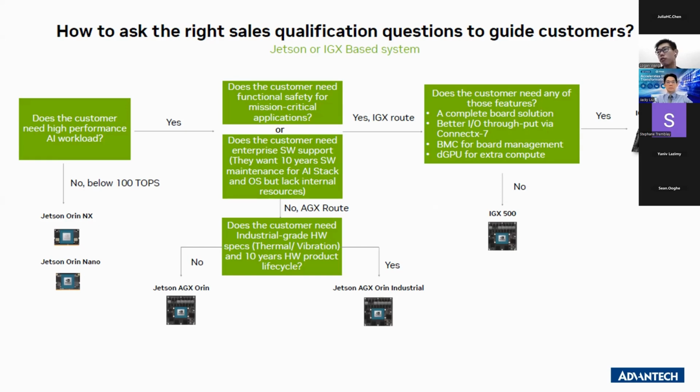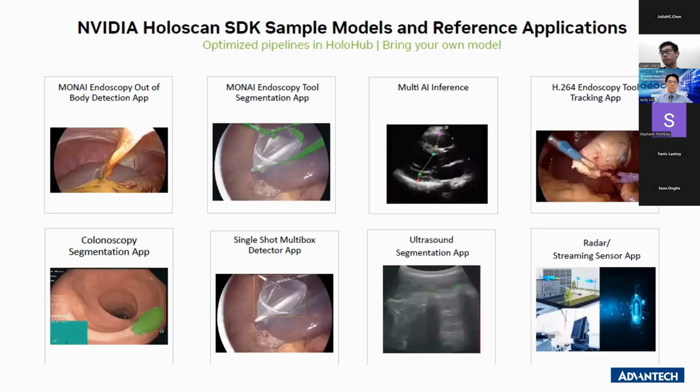If you need some of the medical certifications, like FMEA, FMEDA, IGS is the best solution for your application on the medical side. Okay, and this part is for the Holoscan that we support with different kinds of pre-trained models. For example, for endoscopy, for multi-AI inference, and some of the endoscopy tools, inside or outside of body detection. Lots of pre-trained models, you can utilize that.